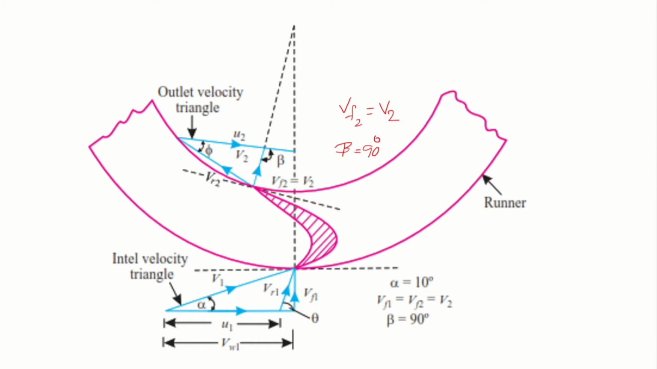So we need to find the various terms. At the inlet, we need to find V1, VR1, etc. And we need to find the value of theta. And at the outlet, we need to find phi, etc. And we need to find the hydraulic efficiency of the turbine.